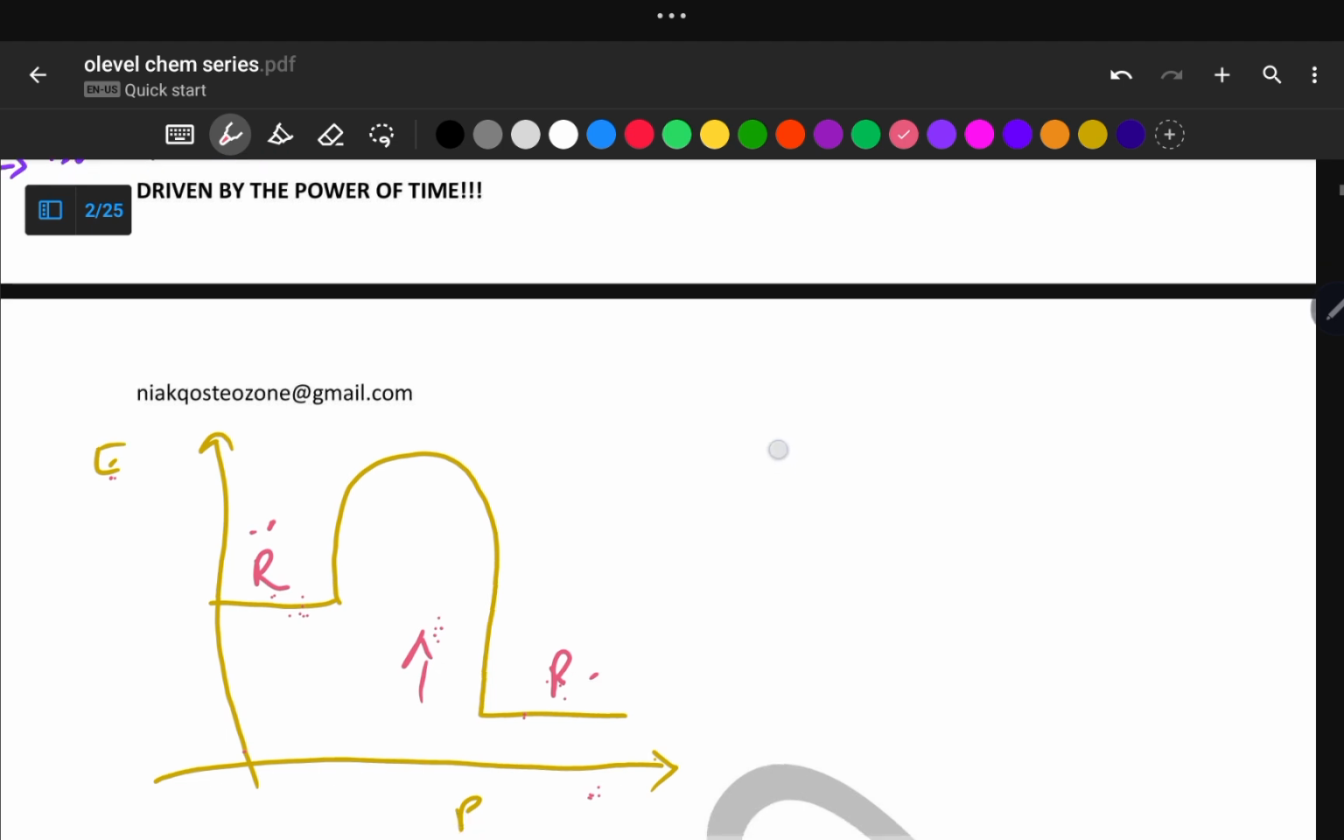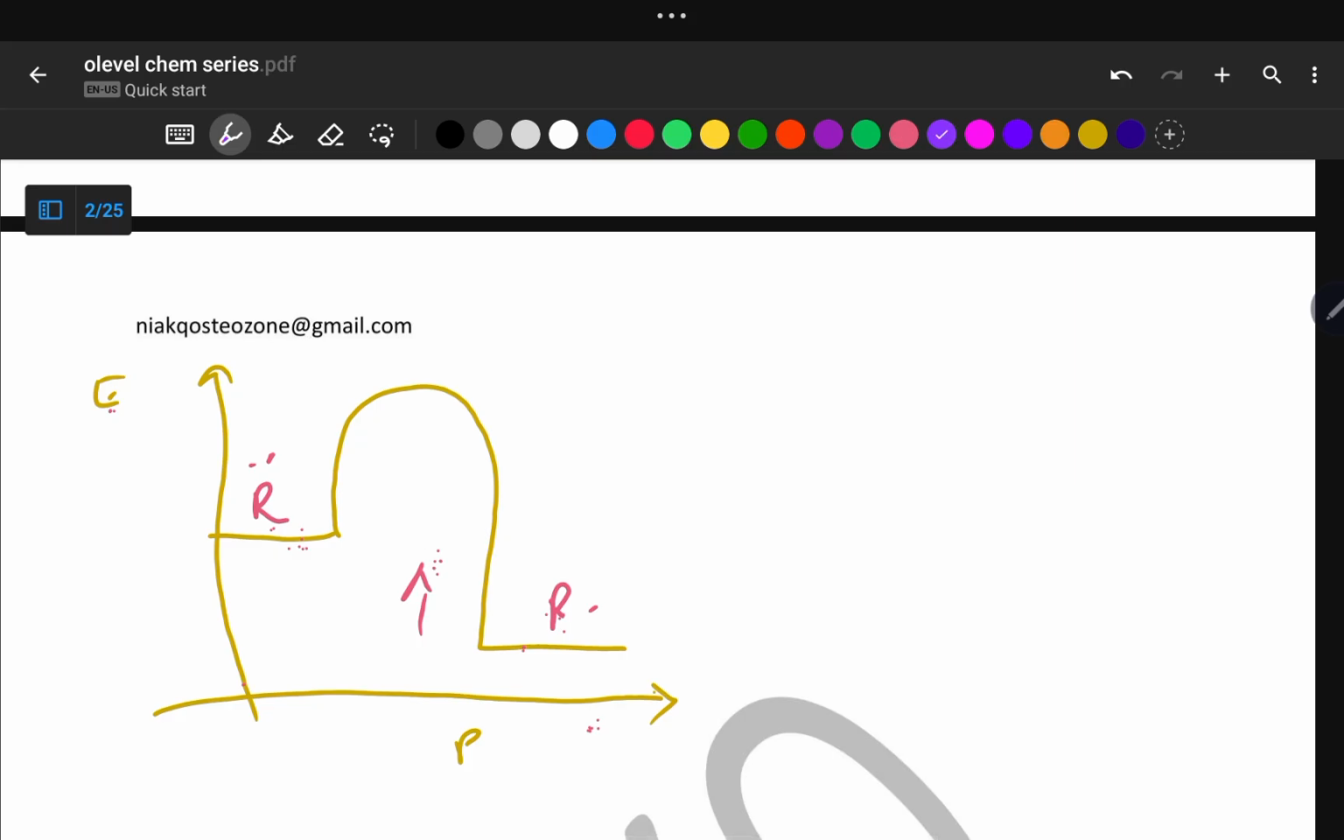For the energy profile, you also need to label the activation energy. The activation energy originates from the reactants to what we call the transition state. And then we have the enthalpy change. The enthalpy change also originates from the reactants going in the direction of the products. It is pointing downwards because the products are lower. So the direction of these arrows is very, very important.